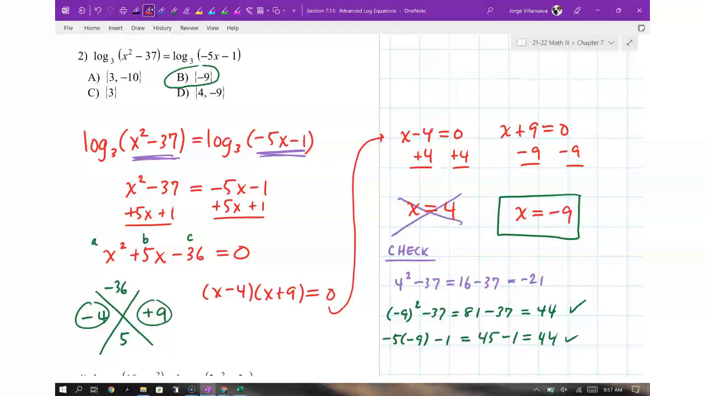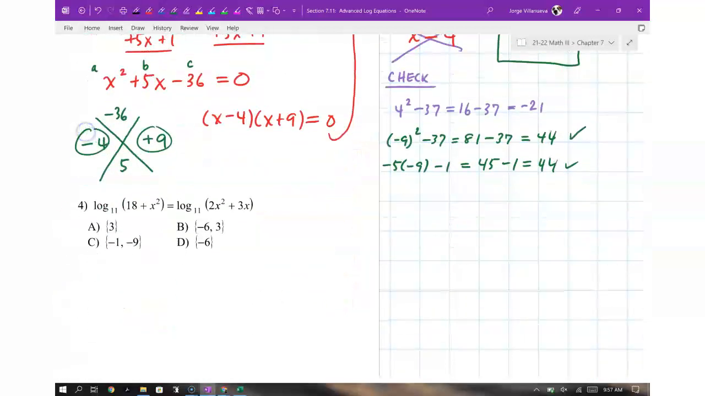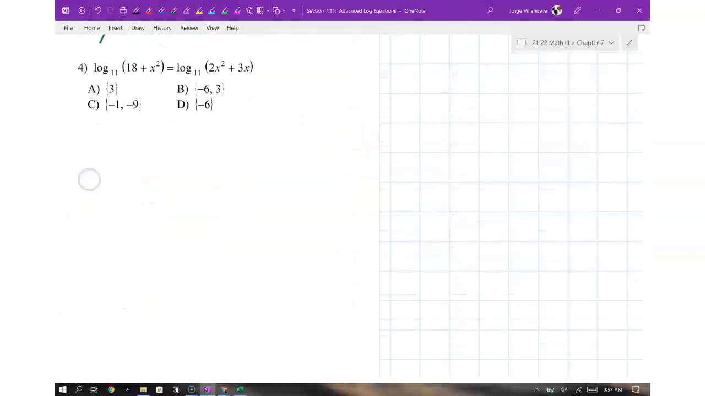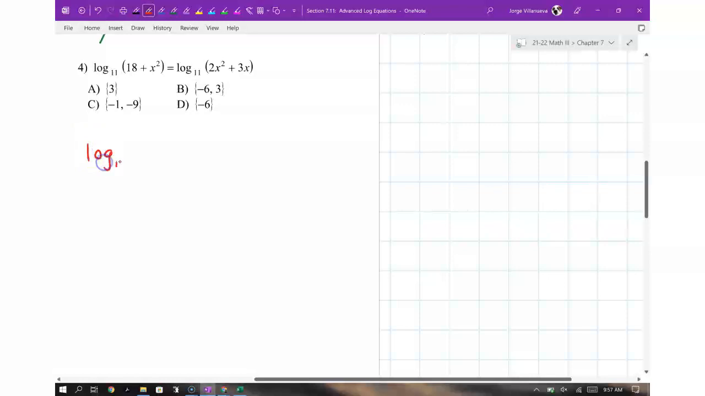All right. So let's check the next problem here. Number 4. So I have log of 11. Again, I'm just writing it over again because I don't want to mark up the main problem. We're not going to be able to see the answers and stuff. So I'm just going to rewrite it.